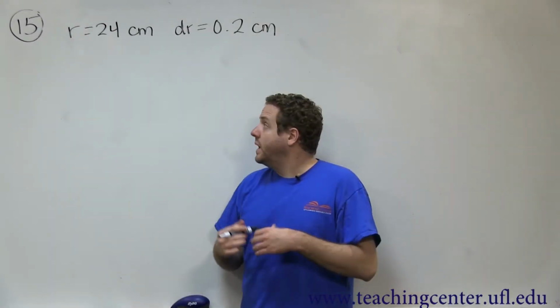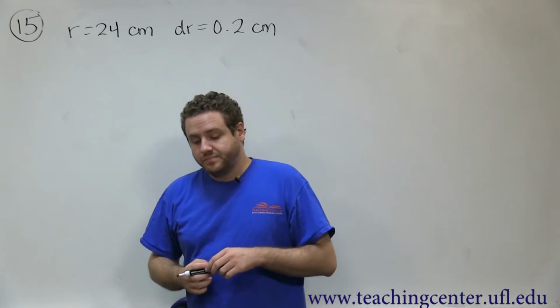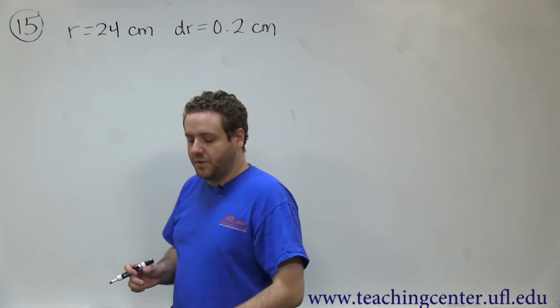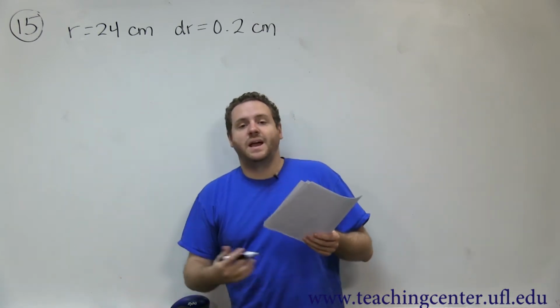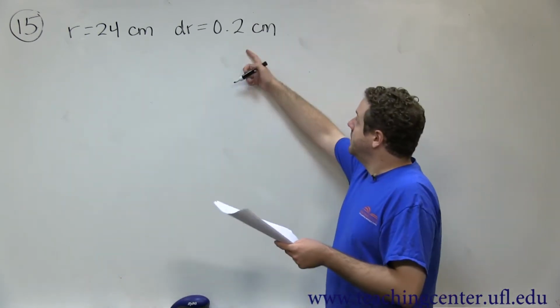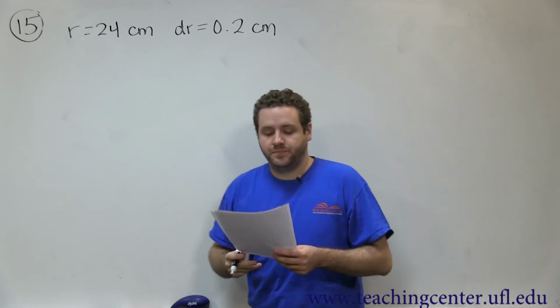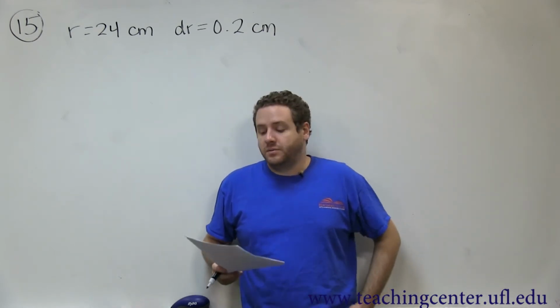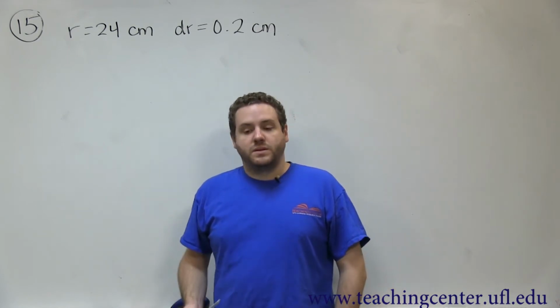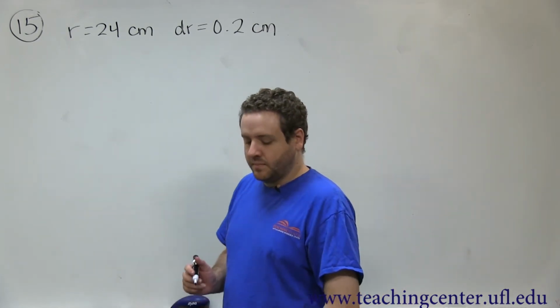Number 15, we have another differentials problem. We're told that the radius of a sphere is given as 24 centimeters, and its error, the dr, is 0.2 centimeters. The first question is to use differentials to estimate the maximum error in the volume, and then we're going to find the relative and percent errors also.